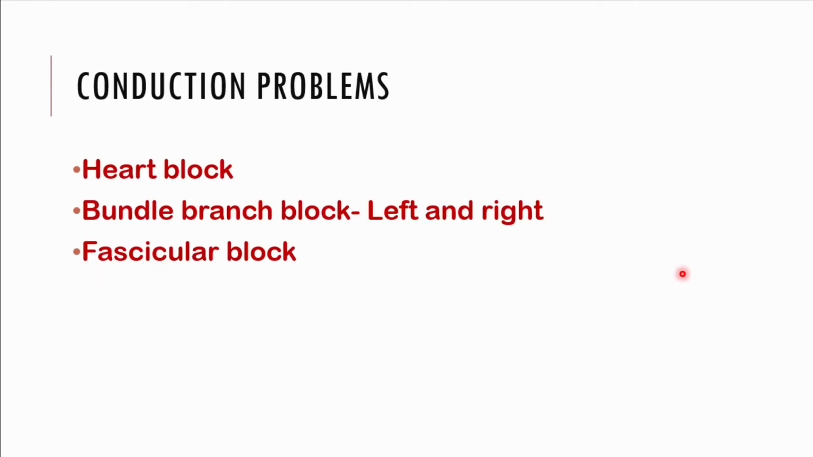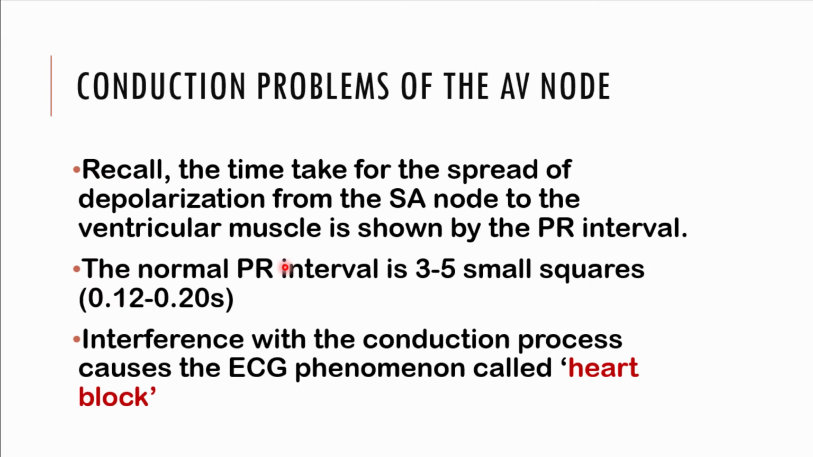So the different conduction problems that we'll talk about, you could have heart block. There are 3 degrees of heart block: the 1st degree, 2nd degree, and 3rd degree, which we shall talk about in this lecture video. Then of course there is a bundle branch block, which is left bundle branch block, right bundle branch block. Then remember that the left bundle branch divides into 2. You could have an anterior fascicular block, you could have a posterior fascicular block, which we shall also talk about subsequently.